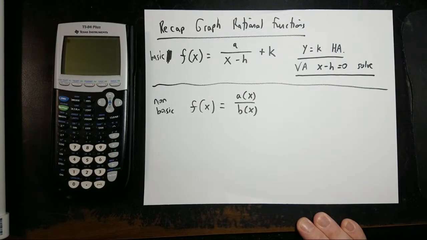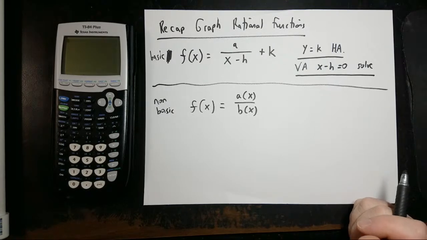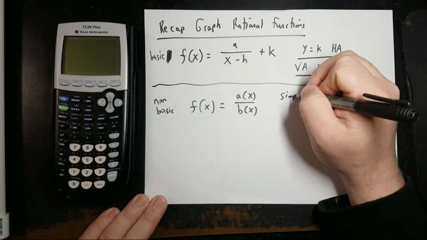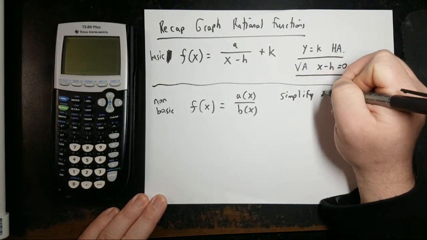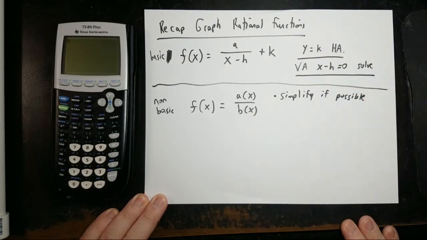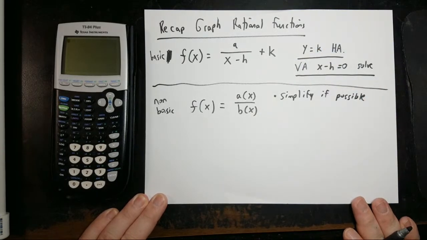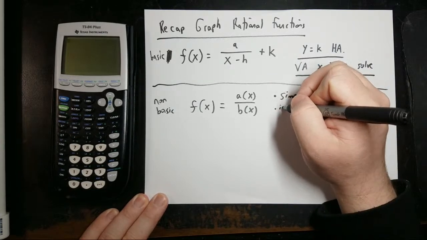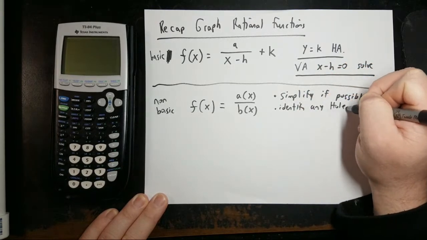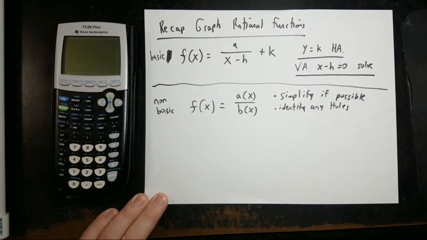Ultimately, for your non-basic ones, you want to make sure they're written as a single fraction. If they're not, we can make them look like a single fraction. In fact, I'm actually going to make one of the basic ones look that way for a future example. We'll get there. But ultimately, you need to simplify, if possible, which may include factoring. You can identify any holes if there was something that was simplified, and we'll go over examples like that.